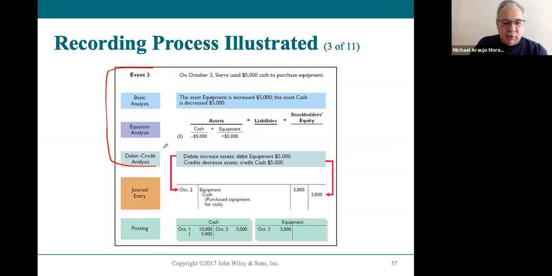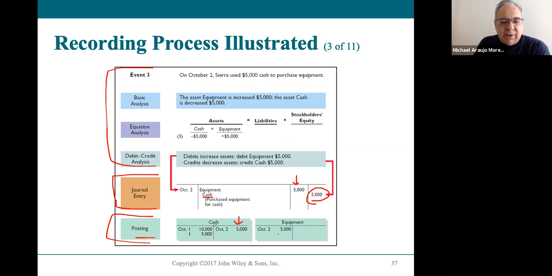Again, event number 3, lots of analysis that we did. All this was objective 1 and 2. Then we learned, okay, we can put it in the journal. Again, the very first place accounting happens is the journal. In this case, we had a debit to equipment for 5,000 and a credit to cash for 5,000. So again, that's the journal entry. We have to then post it in the individual ledger accounts. So this $5,000 debit to equipment is going to be posted in the equipment account in the ledger, $5,000 debit here. This $5,000 credit to cash needs to be posted on the credit side of the cash account.